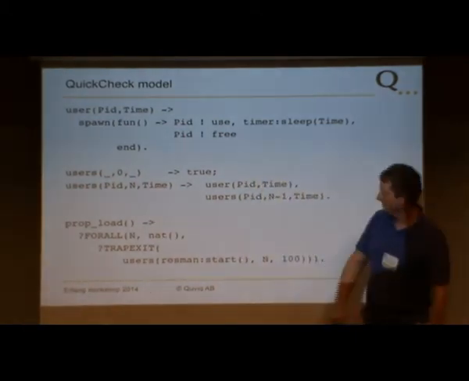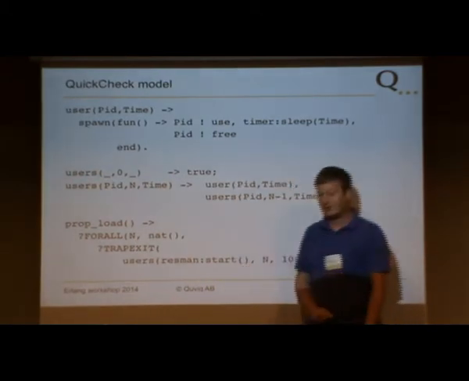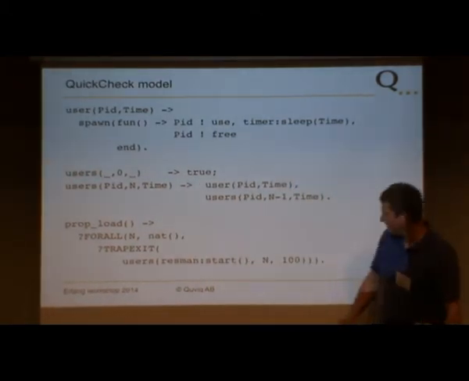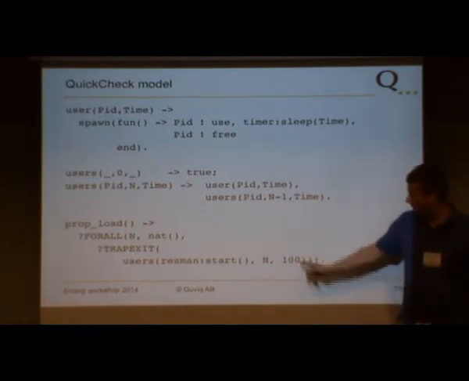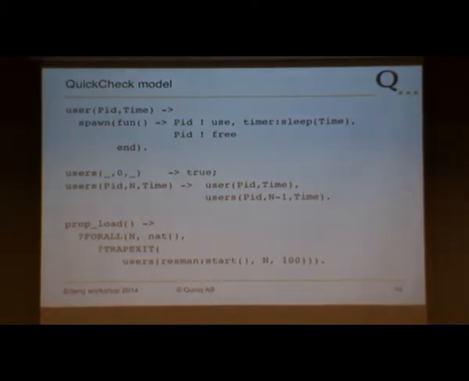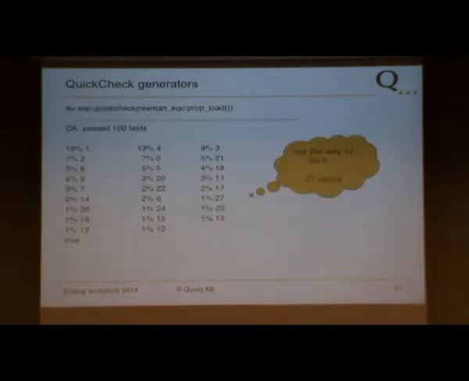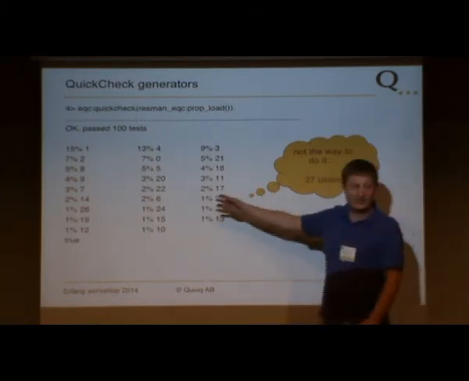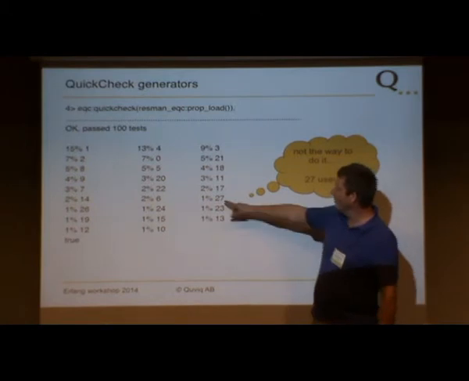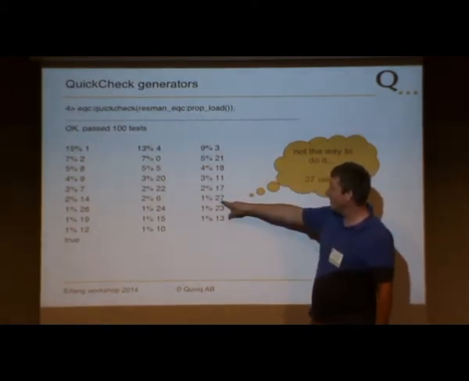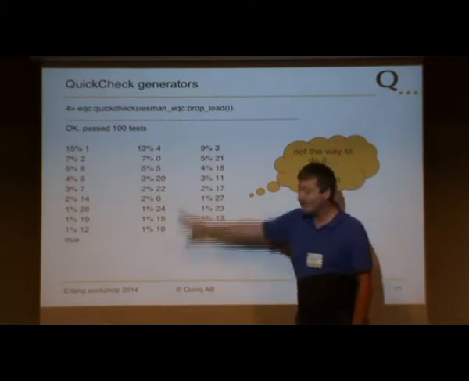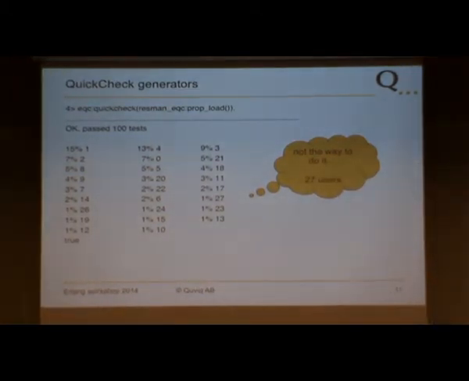I have a load property. I say for all n natural numbers, start a resource manager and run n users, all taking 100. Super naive, this is not going to work. But this might be a way to do it. You run that, you get 100 tests, you look at the statistics that come out of that, and you see, oh, there's only 1% of the cases, or one test case, where I got actually 27 users, the rest is less. This is not really load testing, right? 27 users is even this system. So this is not the way to do it. And anyone doing some quick checking knows that.